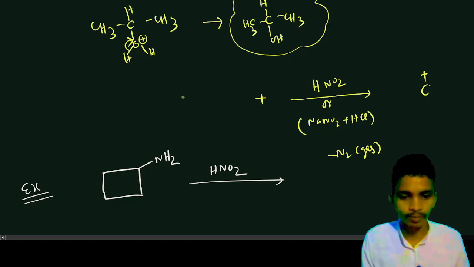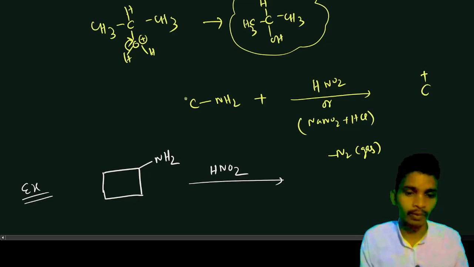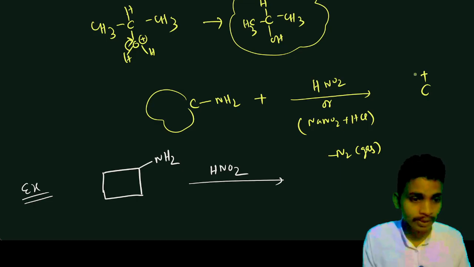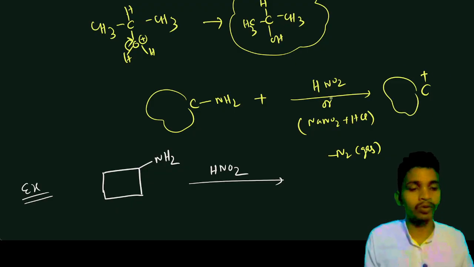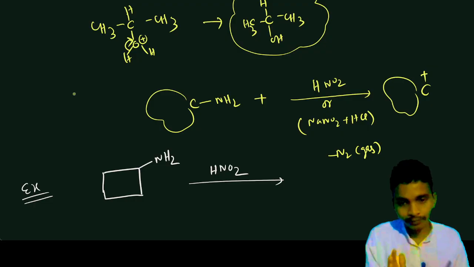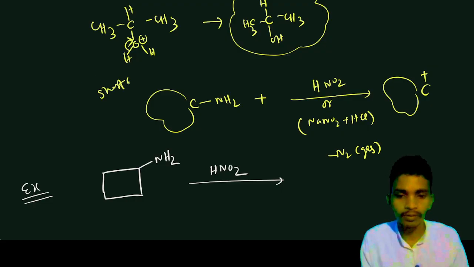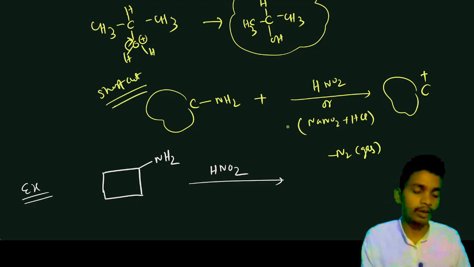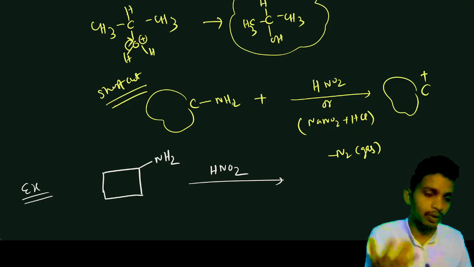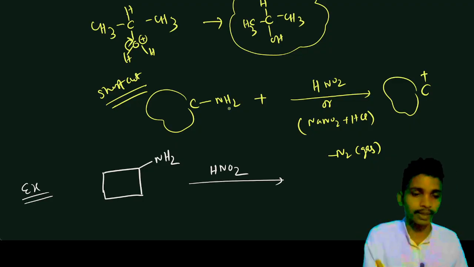Let's say this is the group C, and here we have NH2, and here we have some group. Then nitrogen gas will be released and the carbocation forms, and with that some group will be there. Now we will do the rearrangement. We know that for carbocations, rearrangement will happen. Okay, this is the shortcut of the Demjanov rearrangement. So this amine will be converted into nitrogen gas, and that nitrogen gas will be released.